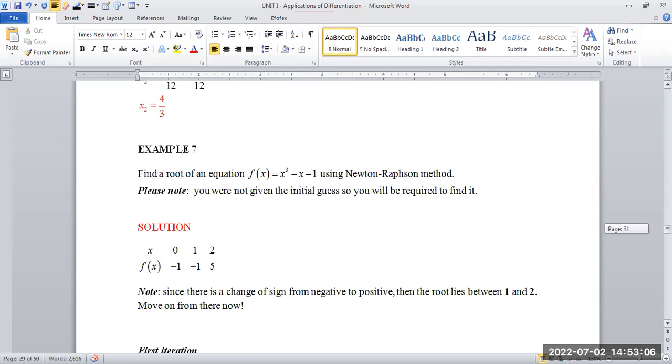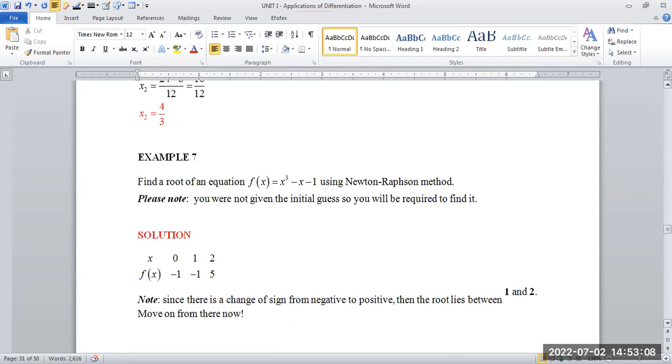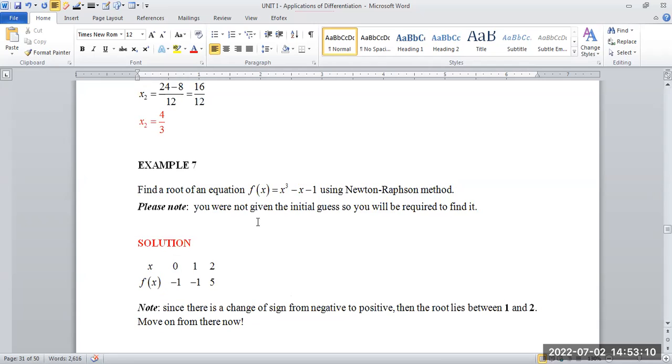So let us look at example 7. Example 7 says you are required to find the initial guess. What I am doing for my initial guess now, I don't know the root, so I'm looking at some series of numbers. But I have to move from 0 to see exactly what is happening. All right? So I'm going to start with x equals 0. When I put x equals 0 into the function, 0 cubed minus 0 minus 1, it means that f of x is going to be equal to -1.